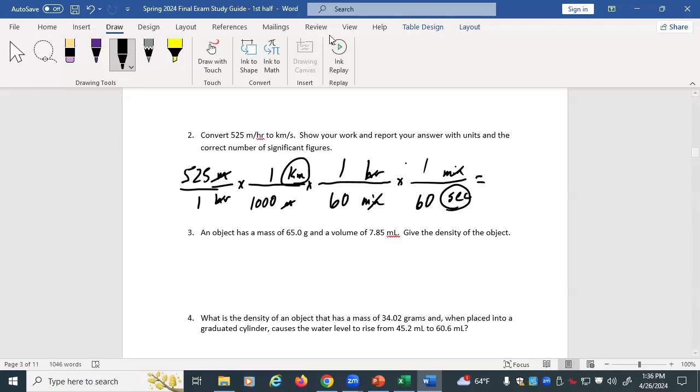Now I just need to do the calculation. 525 divided by 1,000, divided by 60, divided by 60 again. Three significant figures, 1.46 times 10 to the negative 4 kilometers per second.